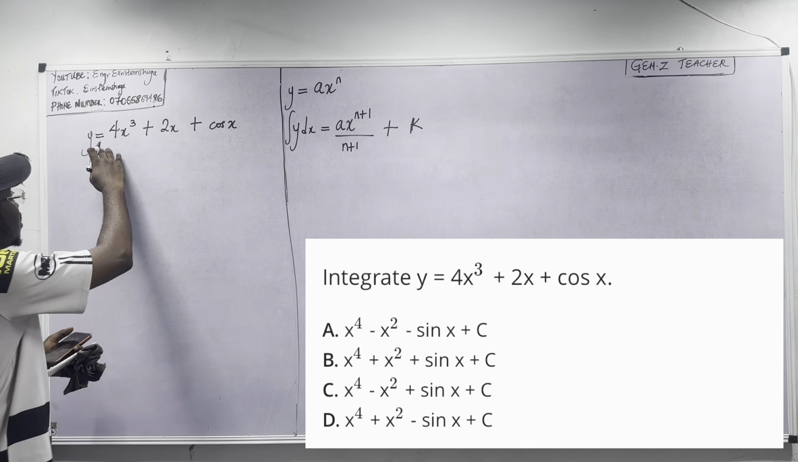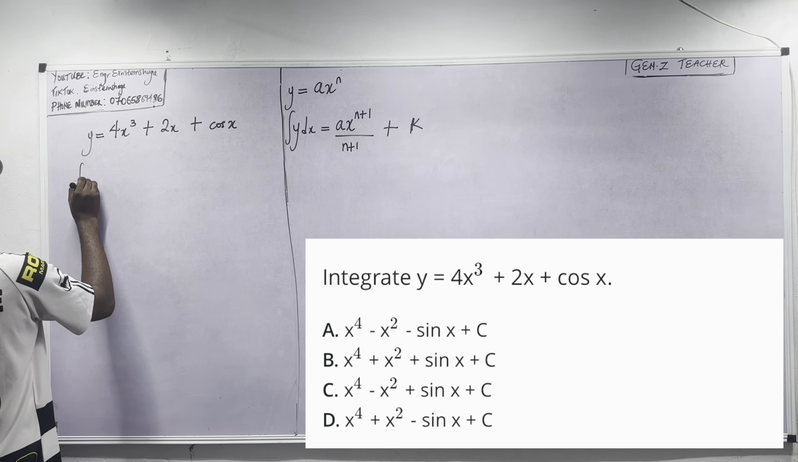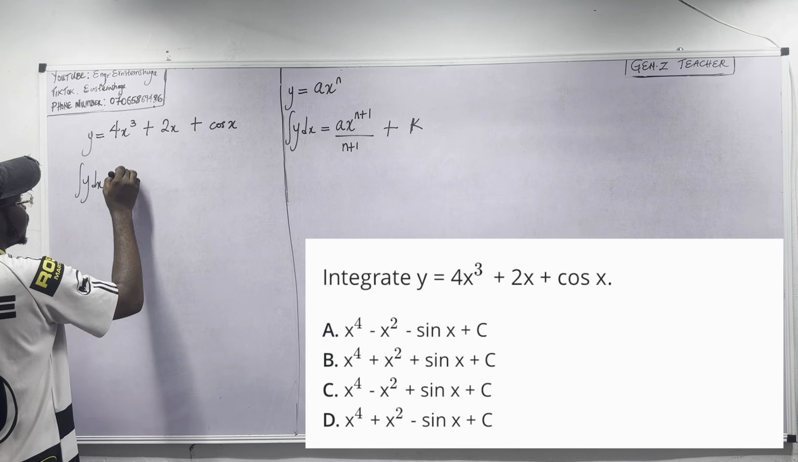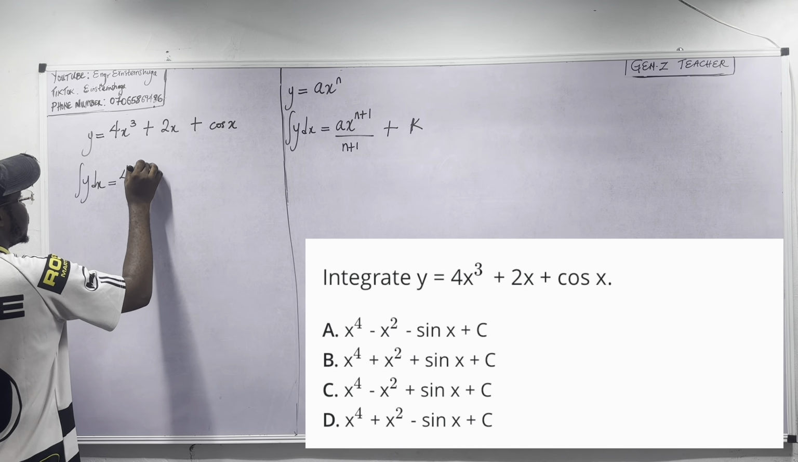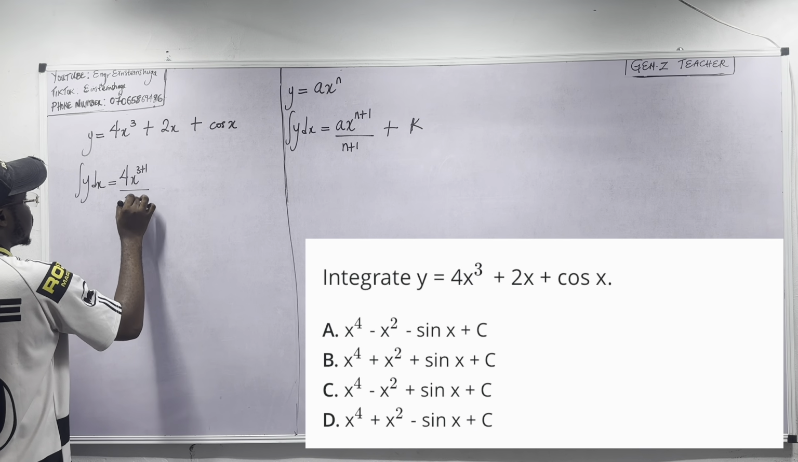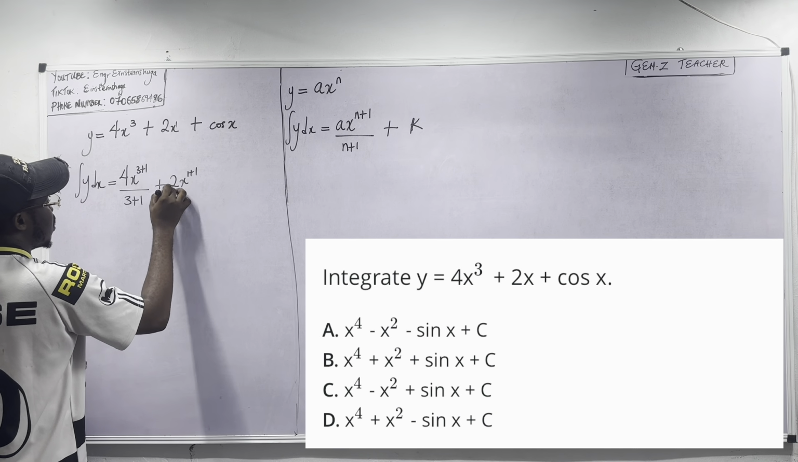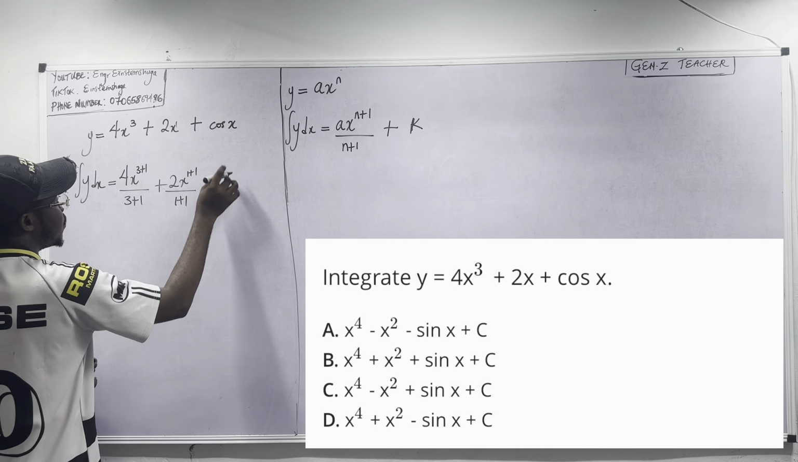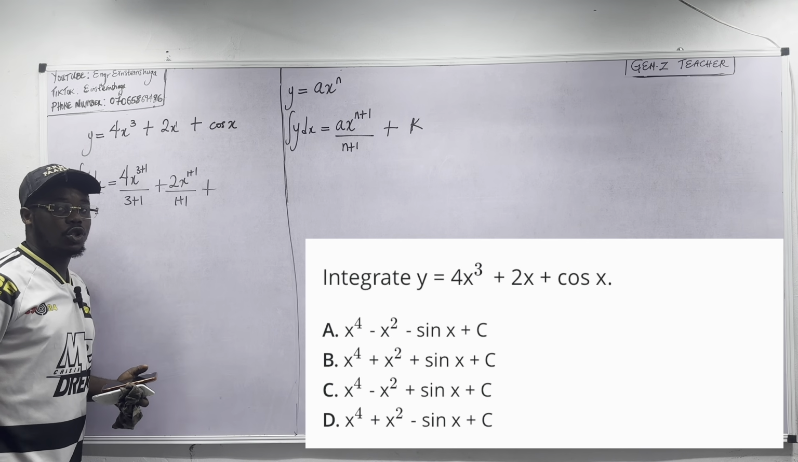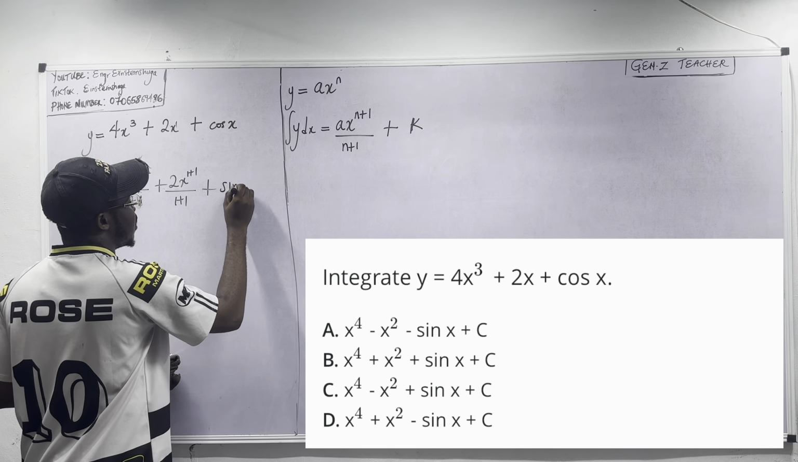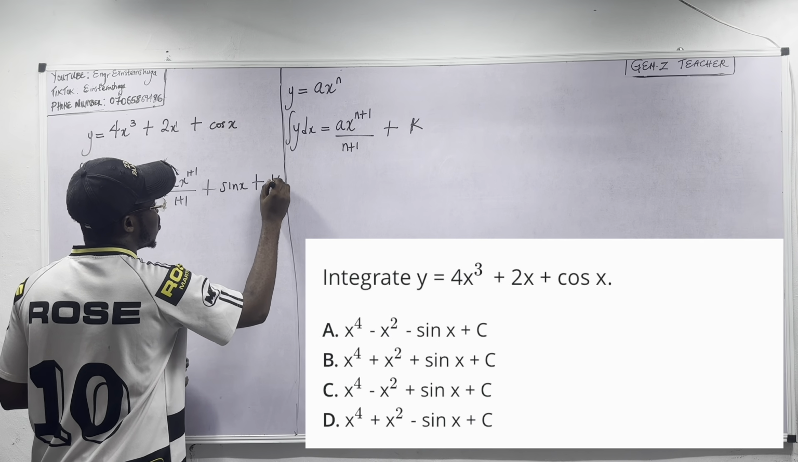Now we're given this expression, so the integral of y with respect to x becomes, now if you add 1 to 3, you're going to have 3 plus 1 over 3 plus 1. Then you're going to have, there's a 1 here, right? 1 plus 1 over 1 plus 1. And then for the integral of a trigonometric function, if you integrate cos x, you're going to get sin x, okay? And then plus your constant.